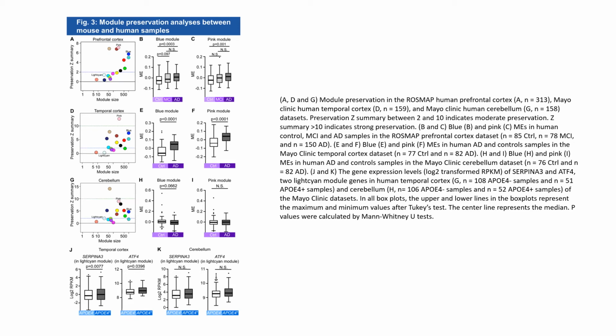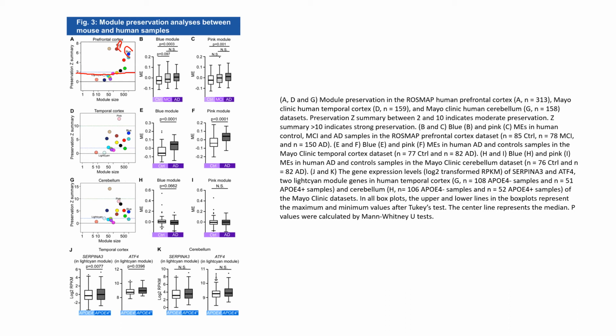The figure panels A, D, and G here show the module preservation, and the dotted line of 2 represents preservation of modules. So here we can see that module blue and module pink are preserved in human in all 3 data sets, but module light cyan was not. And we think that this is because module light cyan was mainly driven by SERPINA gene families, and in human there's only 1 SERPINA3 gene.